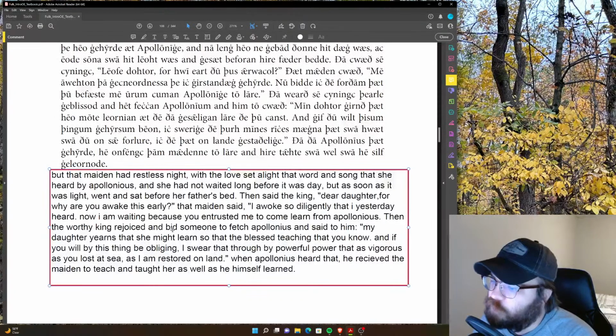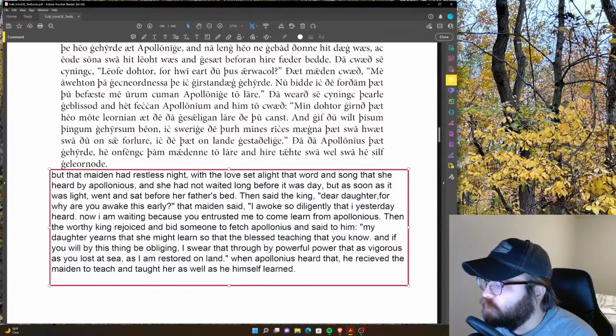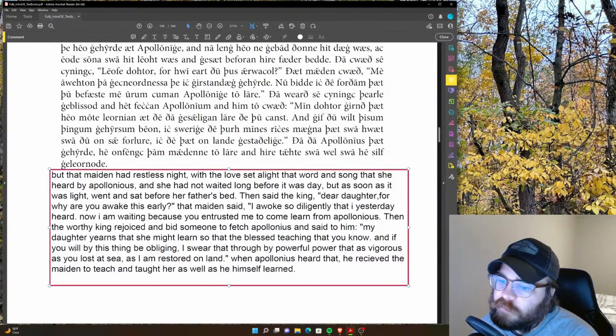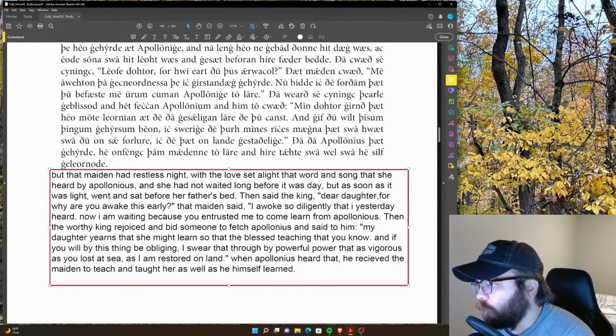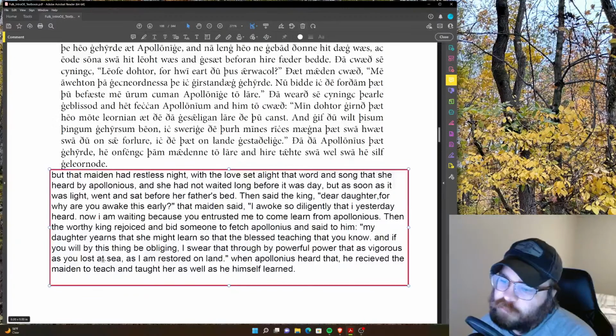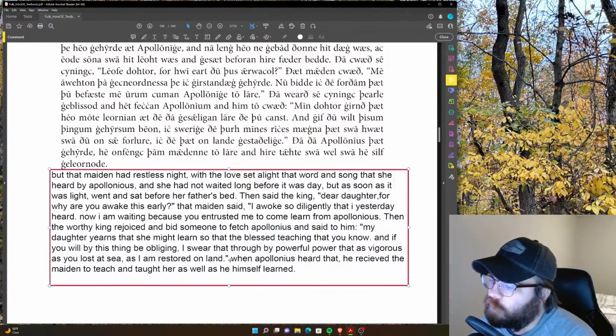Then the worthy king rejoiced and bid someone to fetch Apollonius and said to him, My daughter yearns that she might learn the blessed teaching that you know. And if you will by this thing be obliging, I swear that through my powerful power, that as vigorous as you were lost at the sea, I am to restore you on land. When Apollonius heard that, he received the maiden to teach and taught her as well as he himself learned.